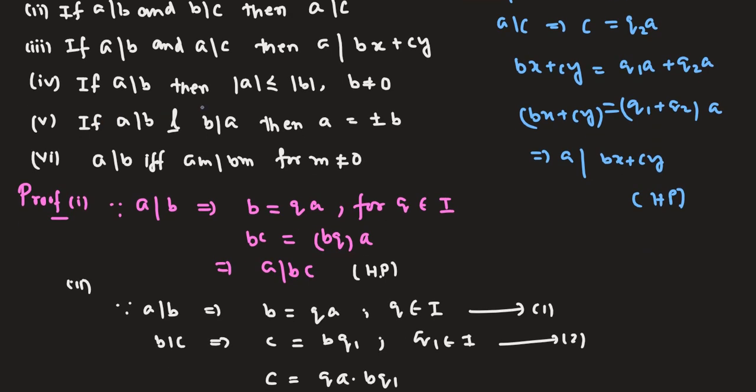Now coming to the fourth result: if A divides B, then mod of A is less than or equal to mod of B, with the condition that B cannot be 0. Now we can write the proof of result 4 here. A divides B, so we can write B is equal to A times Q, where Q is some integer. Now we can take mod: mod of B is equal to mod of A times mod of Q. Since B is not equal to 0, mod of B cannot be 0.